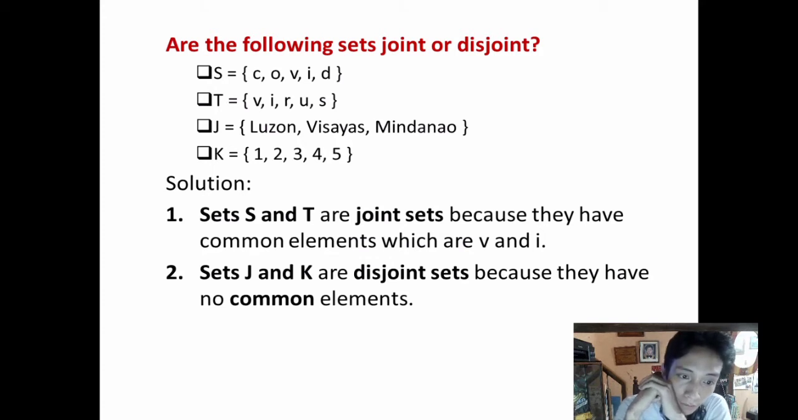Here is the answer. Sets S and T are joint sets because they have something in common, which is I. Number 2, sets J and K are disjoint sets because they have no common elements. Luzon, Visayas, Mindanao have no numbers.